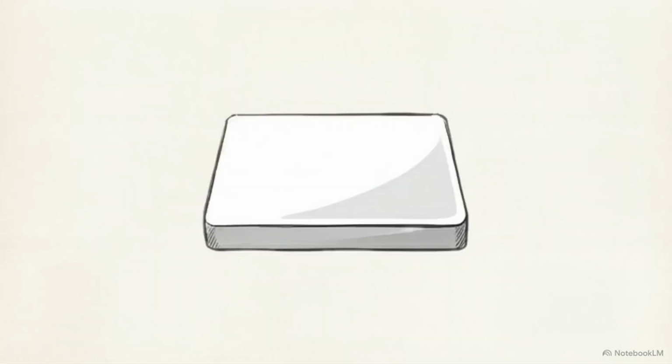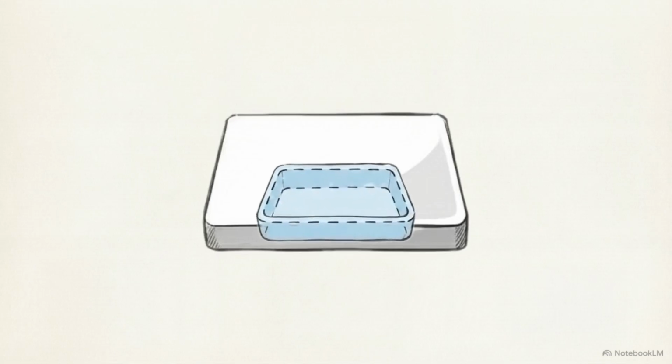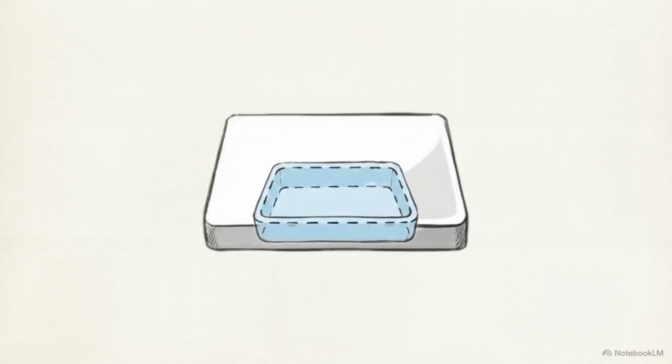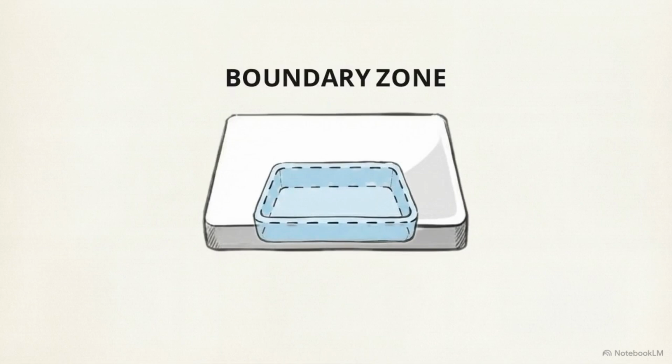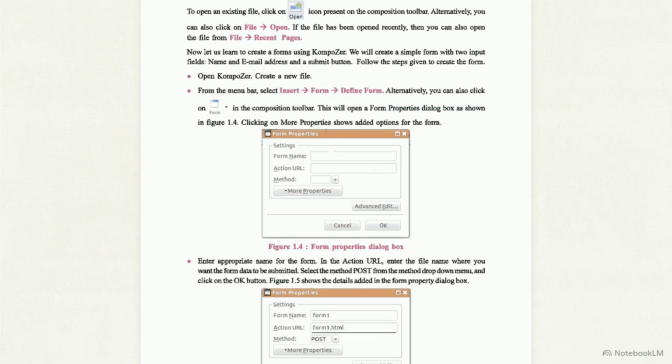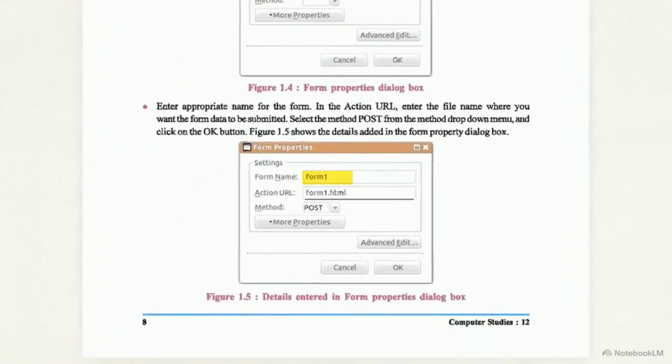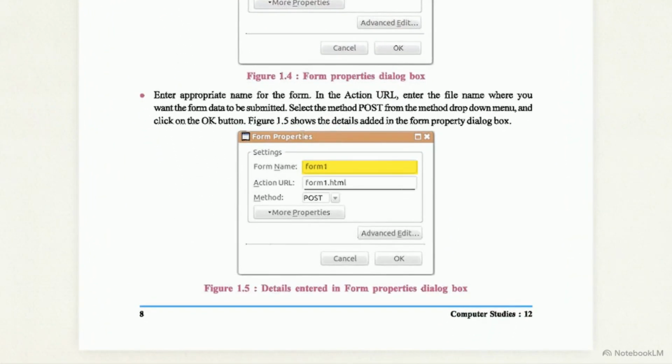Before you can start adding text boxes or checkboxes, you have to establish a foundational container on the page to hold them. Access the empty form properties by clicking Insert, Form, then Define Form. Here, assign a simple identifier by typing Form1 into the form name field. Next, tell the form where to send submitted data by typing form1.html into the action URL box.